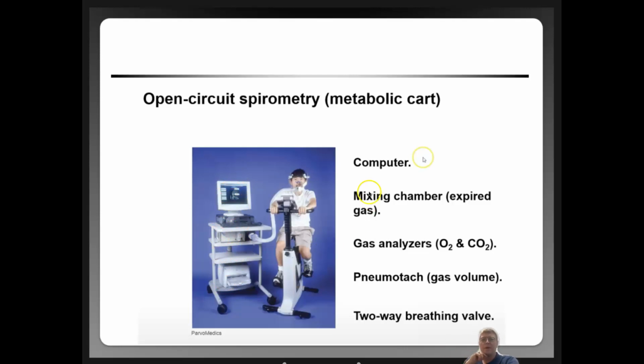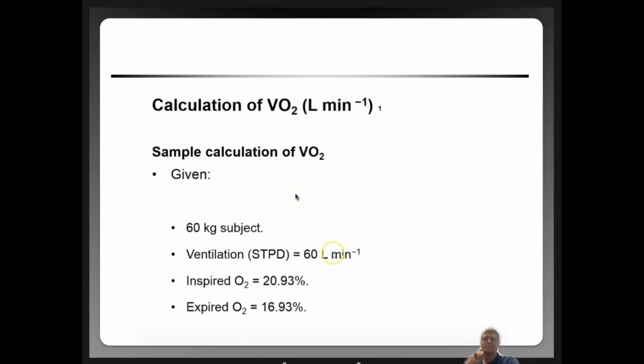That would be cool, though. So you'd have a computer, some sort of mixing chamber, the gas analyzers of oxygen and carbon dioxide, and then some sort of gas volume. Our machine just does it all in one thing. This one actually has a little white thing right there. That's the gas volume, and then a two-way breathing valve around your face.